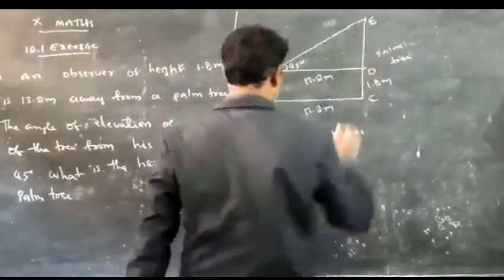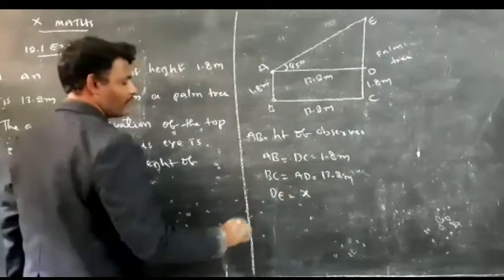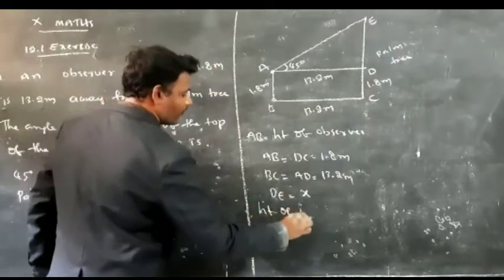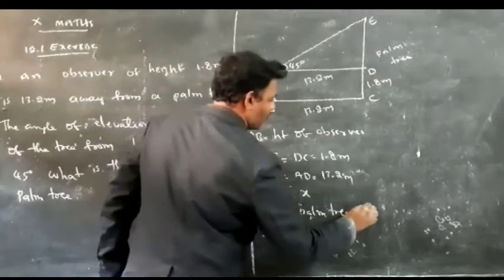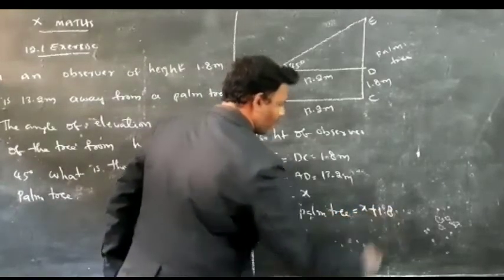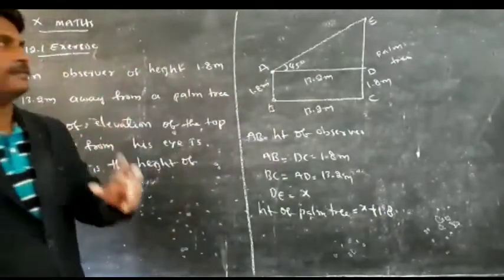Next, I don't know the length of the DE. DE is equal to, I am taking as X. Then height of palm tree is equal to X plus 1.8. To find the height of the palm tree, first you have to find the value of X.